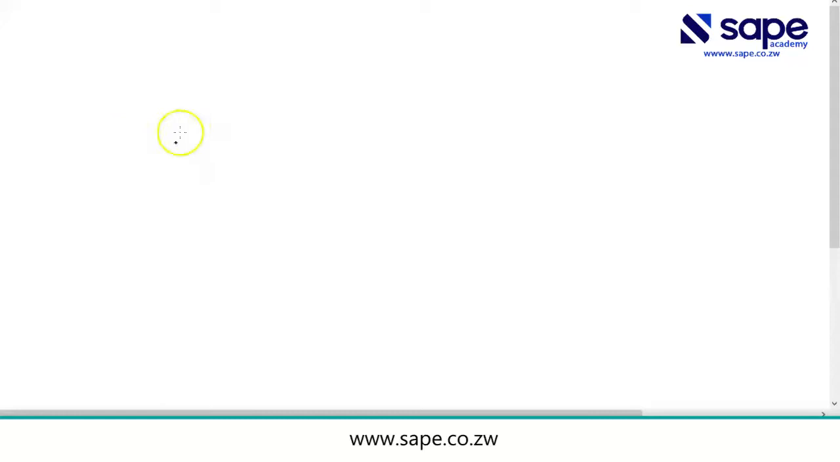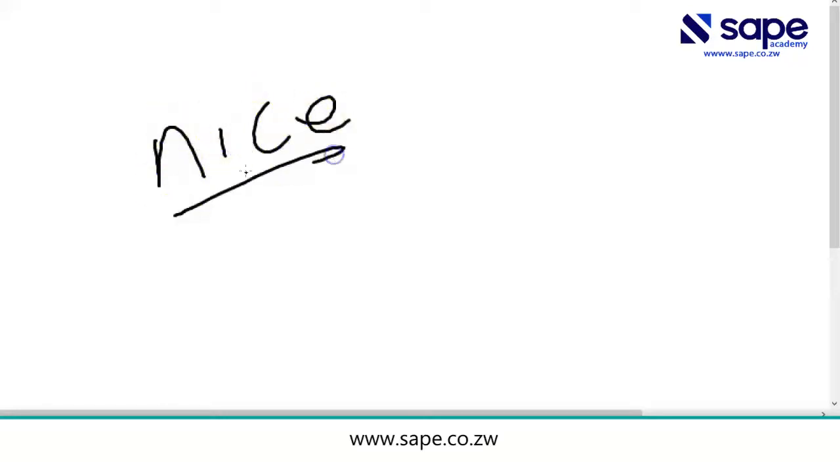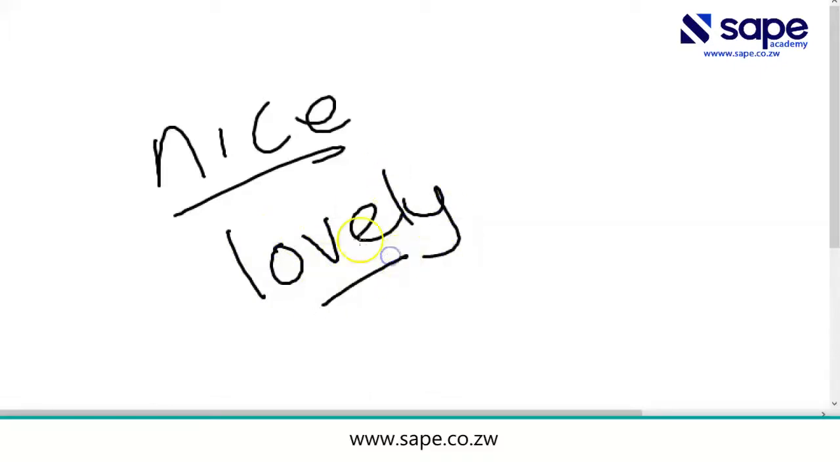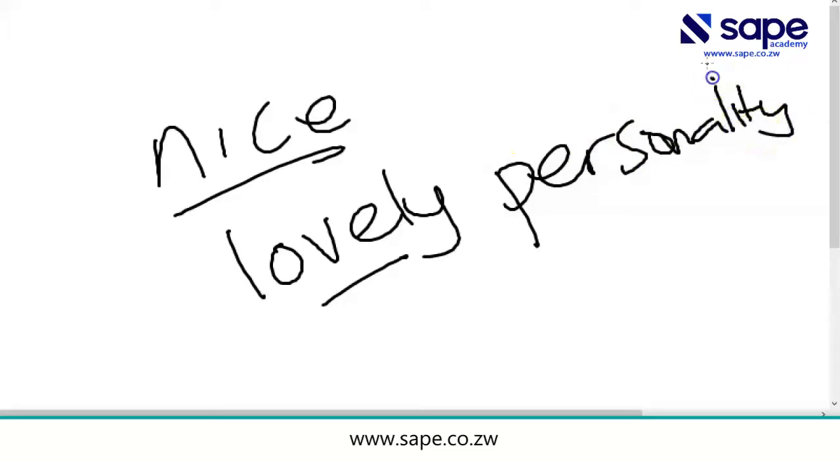People tend to use words not in the correct way. Like people use nice for everything. Let me just write the word nice. The word nice really doesn't effectively show what you want to say. So if you want to talk about a person having a nice personality, you want, for example, to use the word lovely, that they have a lovely personality.